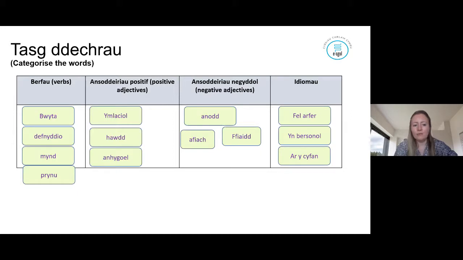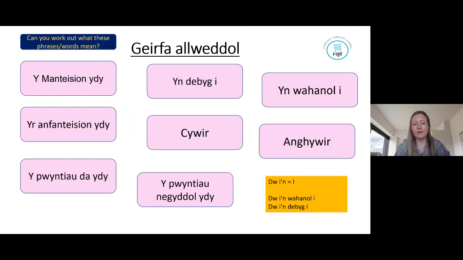So bwyta, defnyddio, mynd, and prynu, ymlaciol, hawdd, and anhygoel, anodd, which is difficult or hard, afiach and fiaidd, and fel arfer, bersonol, ar y cyfan. Okay, I'd like you to write your answers here in the chat box if you can. Can you work out what these key phrases mean? Now, these are key phrases that you're going to come across when you're doing reading and writing tasks. So I'll read them out so you can hear them. And if you pop their meaning in the chat, then we can go through them.